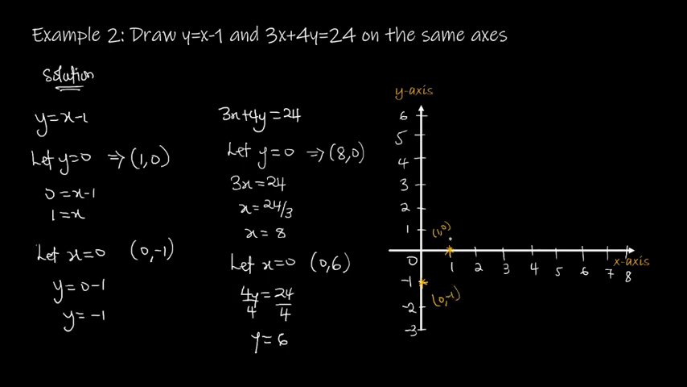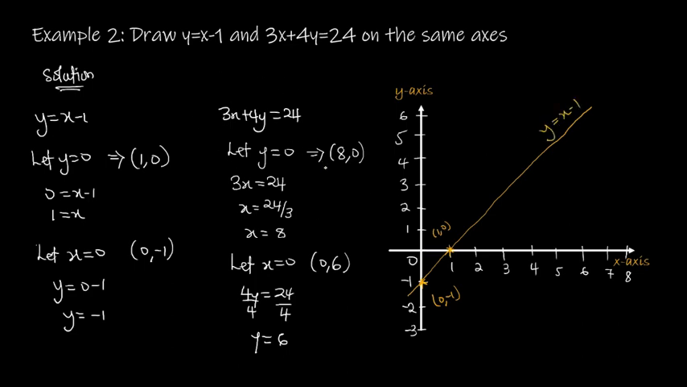Okay, so now this becomes my 2 points, and then I can now join them in a straight line to have my straight line graph. So it's going to look something like this. Okay, so now that I'm done plotting these 2 points and drawing the line, I need to write the equation on the line. So I have y is equal to x minus 1.